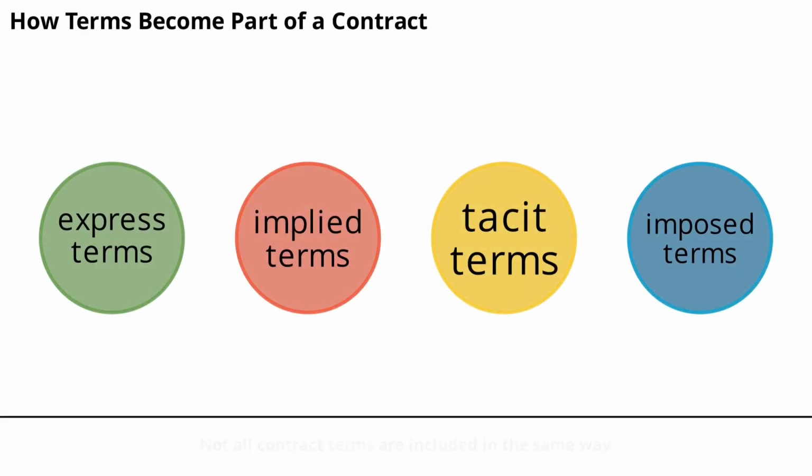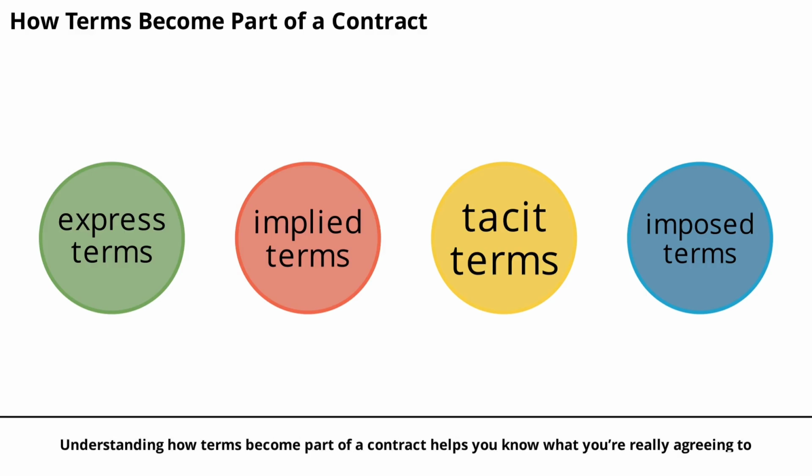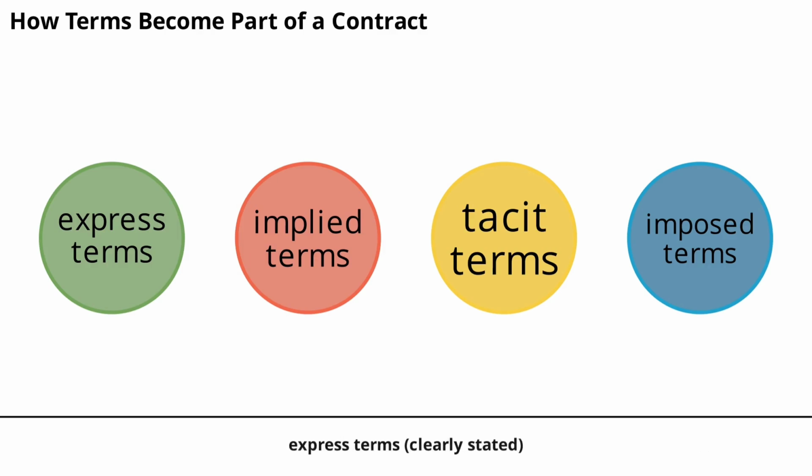Not all contract terms are included in the same way. Some are written down, some are spoken, and others are implied by law or custom. Understanding how terms become part of a contract helps you know what you're really agreeing to. The main ways are express terms, clearly stated; implied terms, added by law or trade usage; tacit terms, so obvious they go unstated; and imposed terms, required by law or insisted on by one party. Let's break down each type.